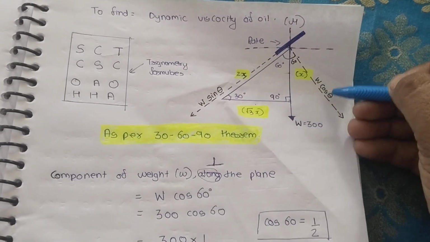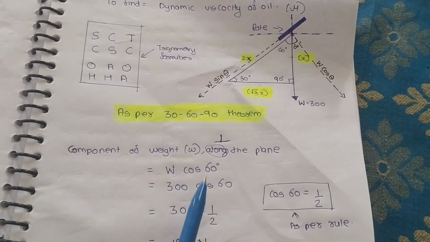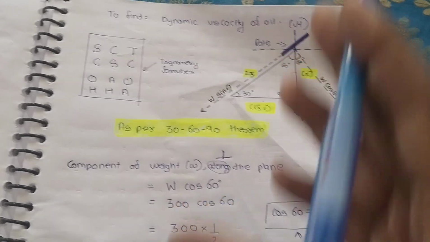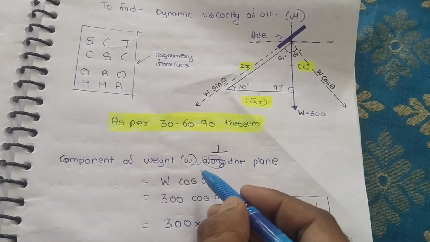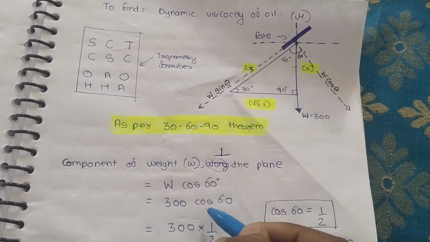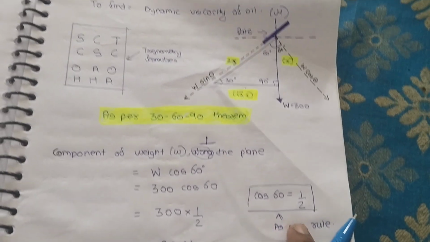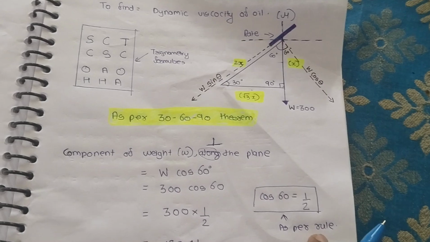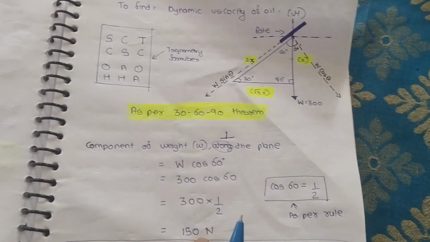The component of weight W perpendicular to the plane is W cos theta, where W is 300. If we take the component along the plane, we have to write W sin theta, put in the value of sin theta, and calculate. Cos theta is half, as per the trigonometric rule, so 150 Newton will be the answer.